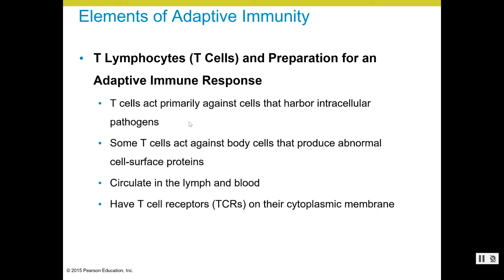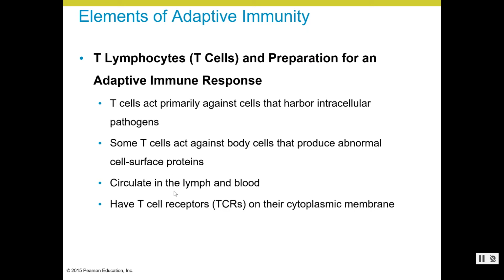All right, so they not only look for cells that have a pathogen within, but they'll also look for cells that are not behaving correctly, that are producing abnormal proteins. These could be cancer cells. These could be our own body cells that are not working well and they need to be targeted and gotten rid of. That's also part of the T cell's job. So they will defend us against that as well.